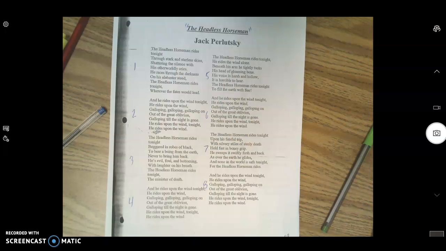Here we go. The Headless Horseman rides tonight through stark and starless skies, shattering the silence with his otherworldly cries. He races through the darkness on his alabaster steed. The Headless Horseman rides tonight wherever the fates would lead.